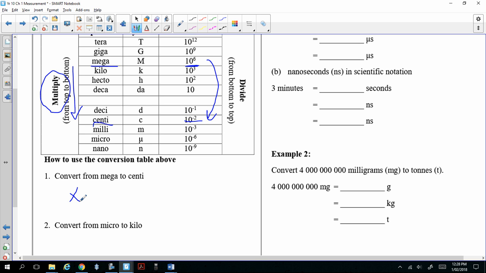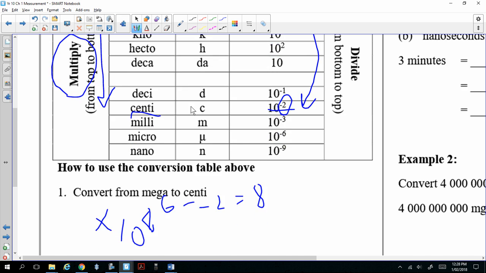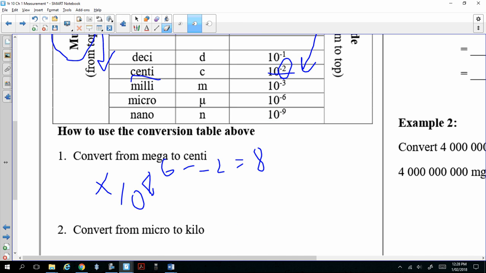Now, you find the difference between 6 and negative 2. 6 minus negative 2 is 8. So you have to multiply by 10 to the power of 8. Let's make that bigger: 10 to the power of 8.